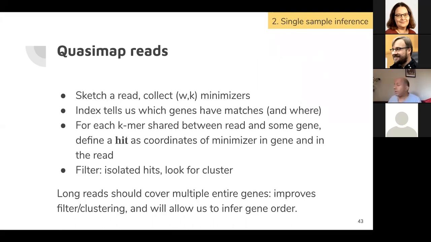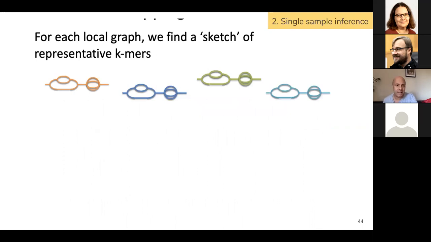So what do we do? We quasi-map the reads. What do I mean by that? I sketch the read and collect its WK minimizers. My index tells me which genes have got matches and where. And for each k-mer shared between the read and some gene, I define a hit as the coordinates of the minimizer, both in the gene and in the read. And then you basically go through a filtering process to get rid of isolated hits, which look like errors, and look for clusters. This is easier in a figure.